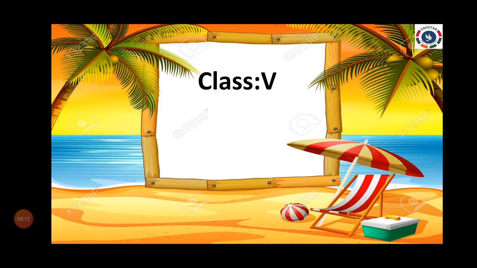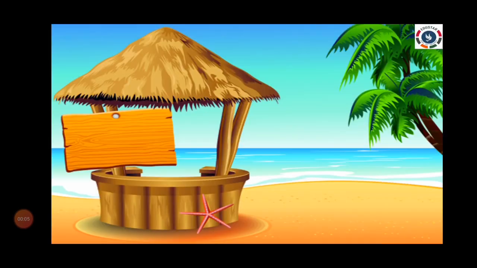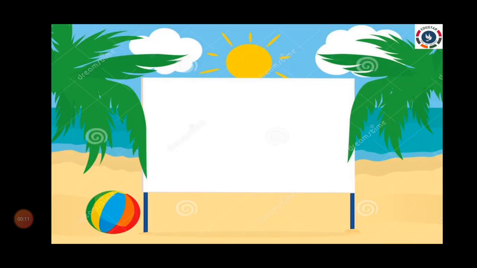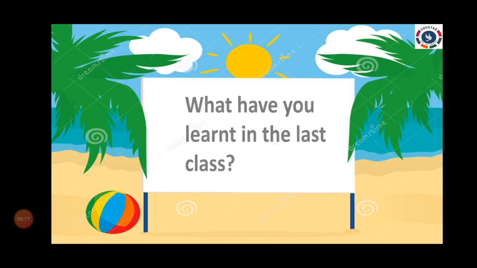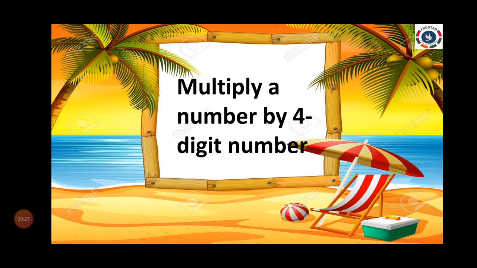Class 5 Mathematics, Chapter number 4, Multiplication and Division, Part 4. Can you tell what you have learned in the last class? Multiply a number by a 3-digit number, multiply a number by a 4-digit number.